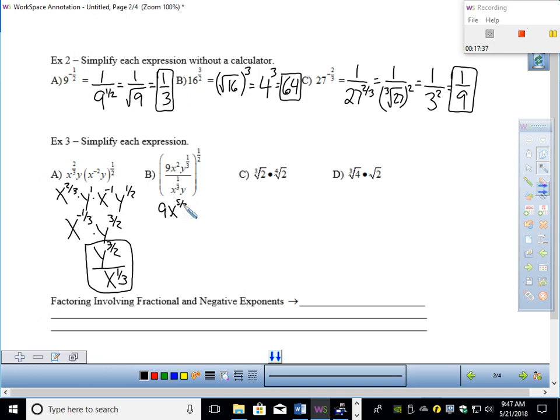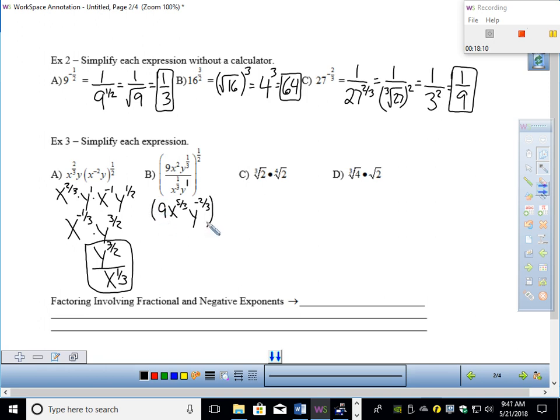And then let's do the same thing with the base y. If it helps you, put a little 1 in there. If not, no big deal. But basically, same thing. I'm going to have to take 1/3 minus 1, or 1/3 minus 3/3. And if I do that, 1/3 minus 3/3, I get y to the -2/3. Okay. Now that's all great. So that's simplified within the parentheses.